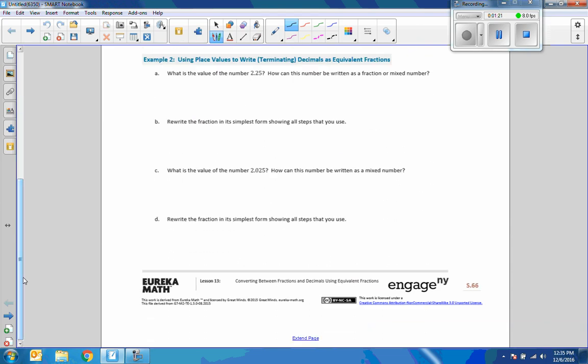Okay, so let's move on to Example 2. It says, using place values to write terminating decimals as equivalent fractions, what is the value of the number 2.25? How can this number be written as a fraction or mixed number? So we don't say 2.25, we say 2 and 25 hundredths.